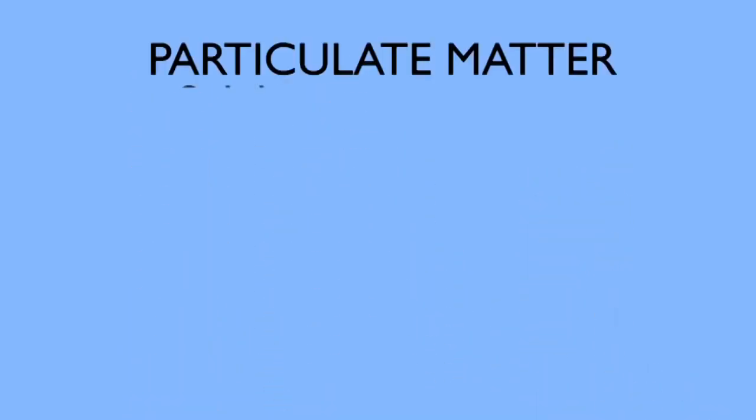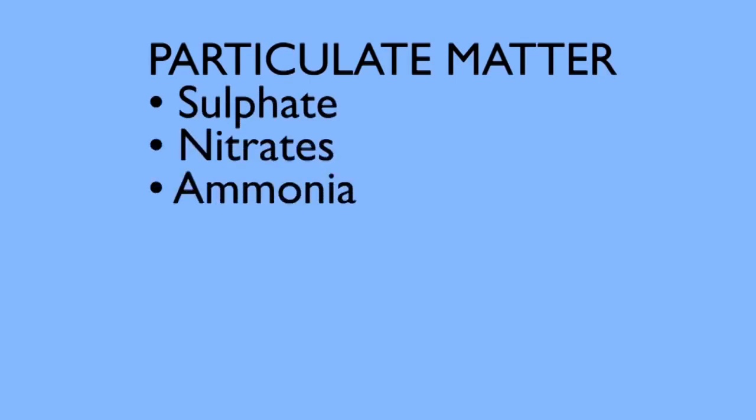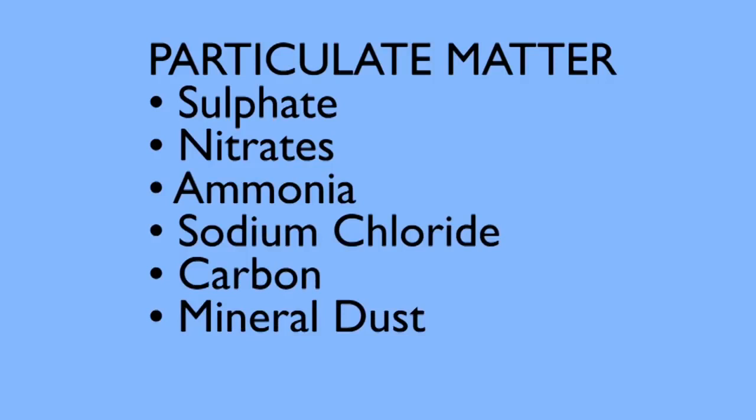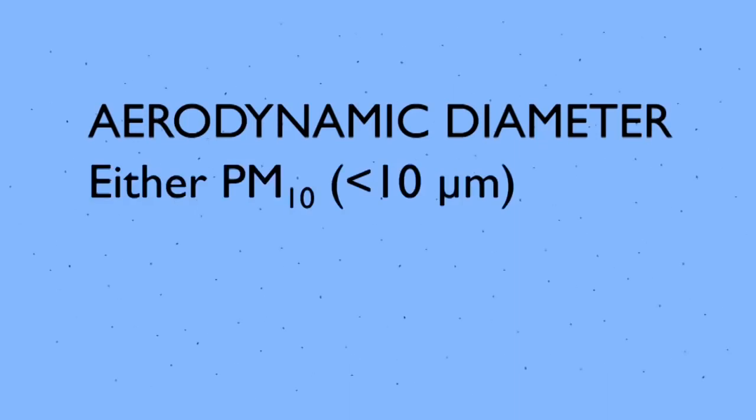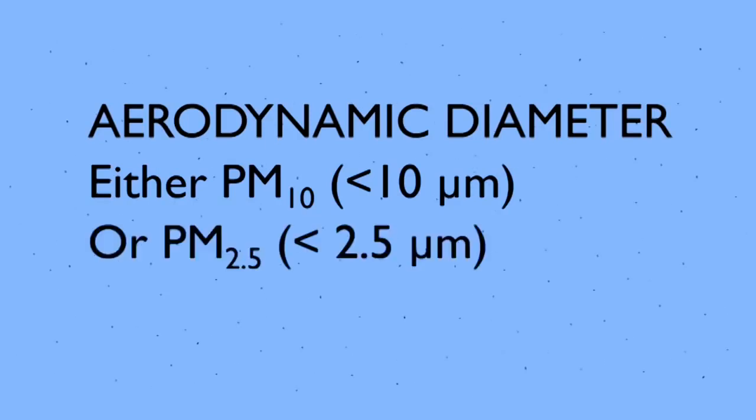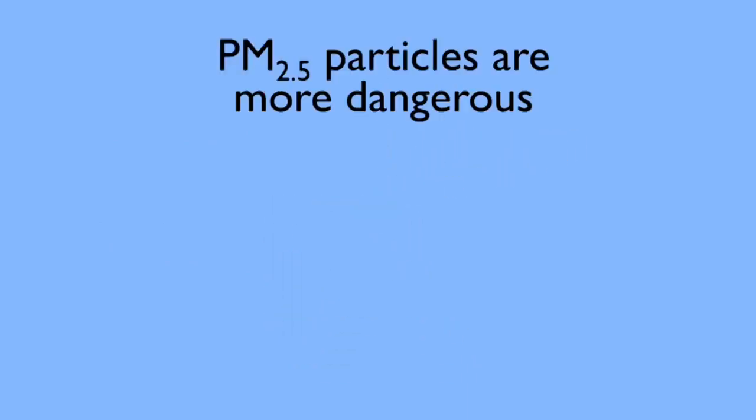Particulate matter is a mixture of sulfate, nitrate, ammonia, sodium chloride, carbon, mineral dust and water. It consists of a complex mixture of solid and liquid particles of organic and inorganic substances suspended in the air. These particles are identified according to their aerodynamic diameter, as either PM10, particles with an aerodynamic diameter smaller than 10 microns, or PM2.5. These have aerodynamic diameters smaller than 2.5 microns. In comparison, the average size of a human hair is 60 microns.